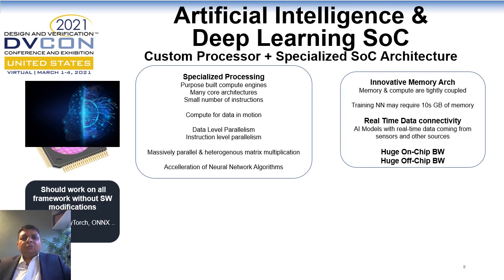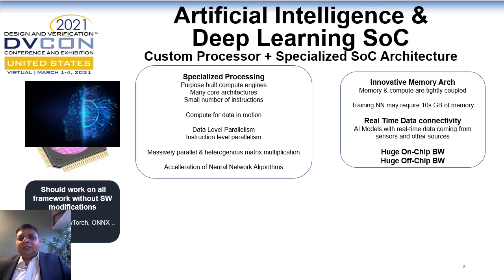Let's talk about SoCs for artificial intelligence and deep learning. These kinds of SoCs have very specialized processing requirements. Instead of using generic CPU cores, we need to have purpose-built compute engines, which may consist of hundreds or thousands of CPU cores, each of them supporting a small number of instructions. It enables compute for data in motion through data-level and instruction-level parallelism. A requirement is to support massively parallel and heterogeneous matrix multiplication. And further, we may accelerate the neural network algorithms as well.